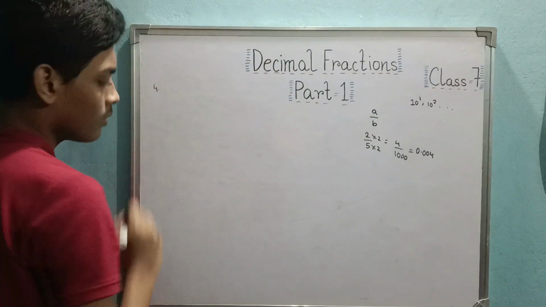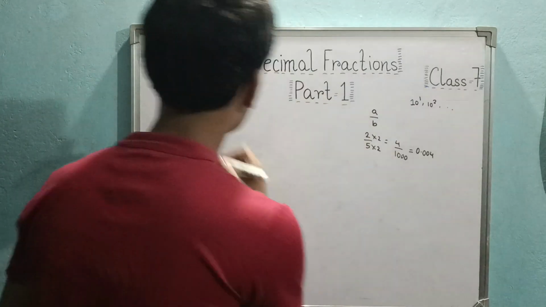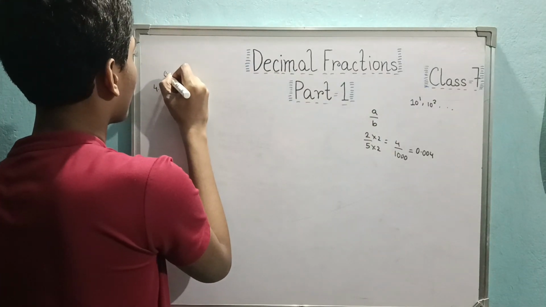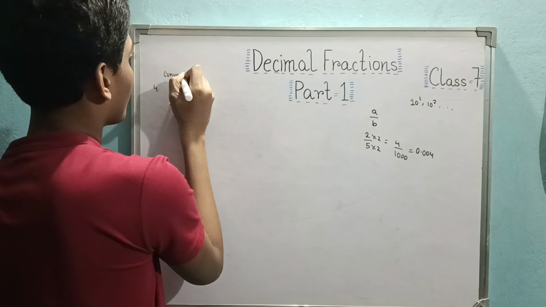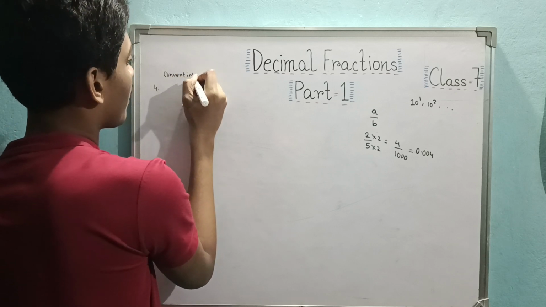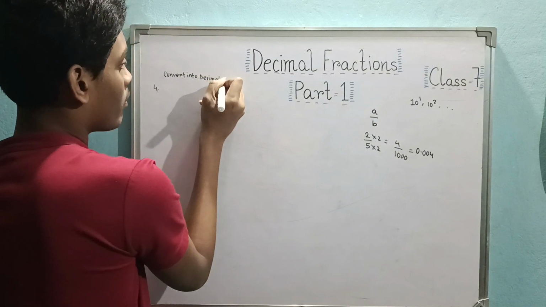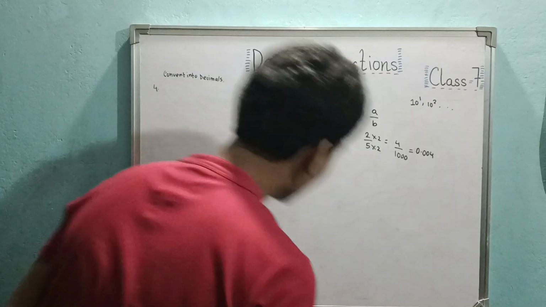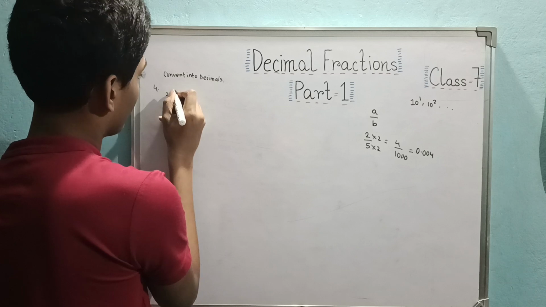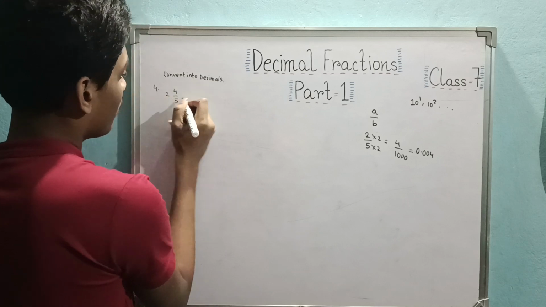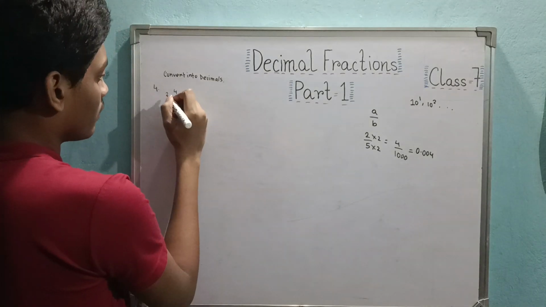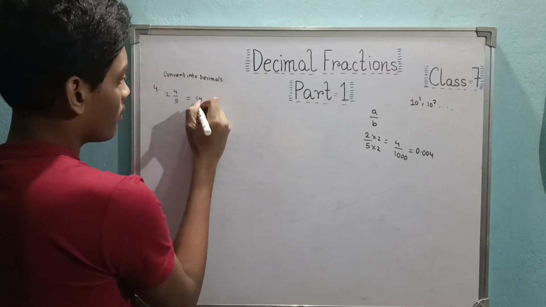Now what is the next heading? Convert into decimals. Now you will see the reverse. What they are giving? First one, 2 4 by 5. 2 whole 4 by 5. First of all, this is what? 2 5s are 10 plus 4, 14 by 5.